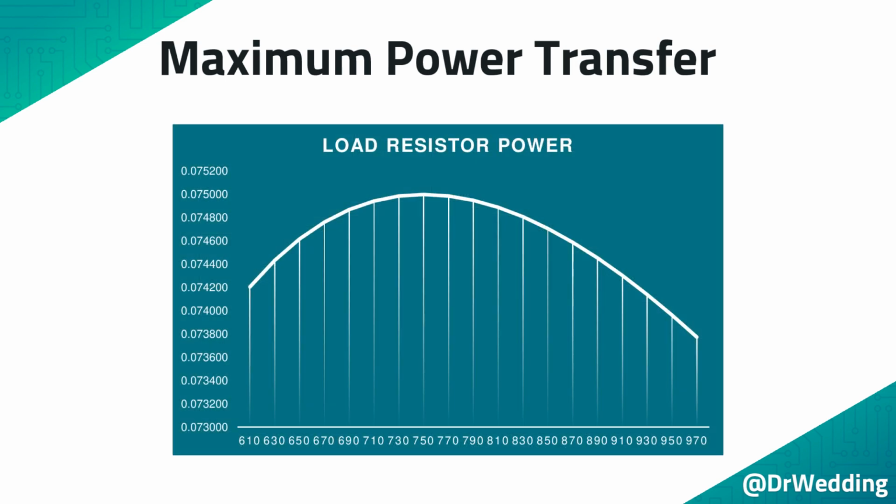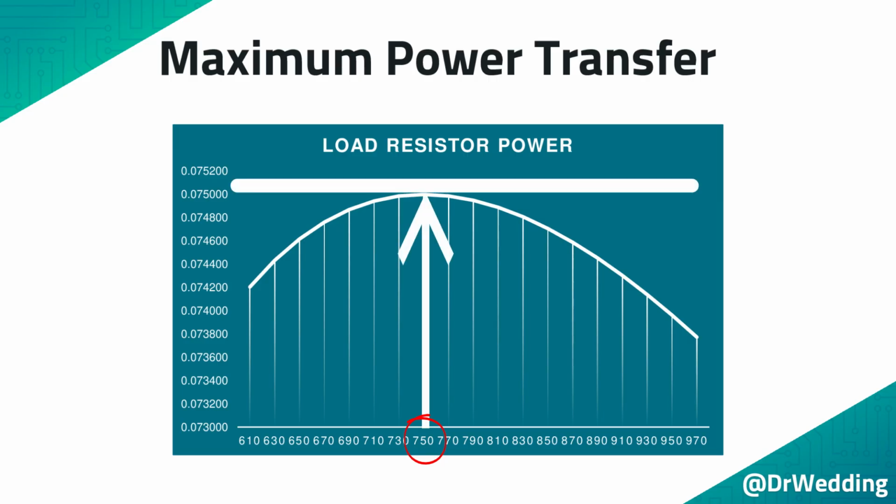This graph will plot how much power is delivered to the load resistor over a wide range of resistances. The load resistance is on the x-axis, and the power dissipated by the load resistor is on the y-axis. Now, it is easy to see that when the load resistor is 750 ohms, which is the value of the Thevenin resistance in this circuit, the power delivered to the load is at a maximum.